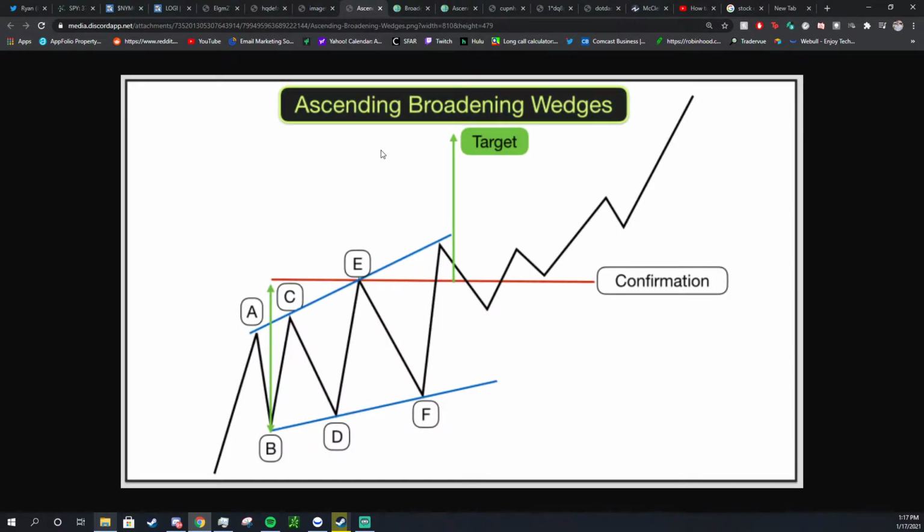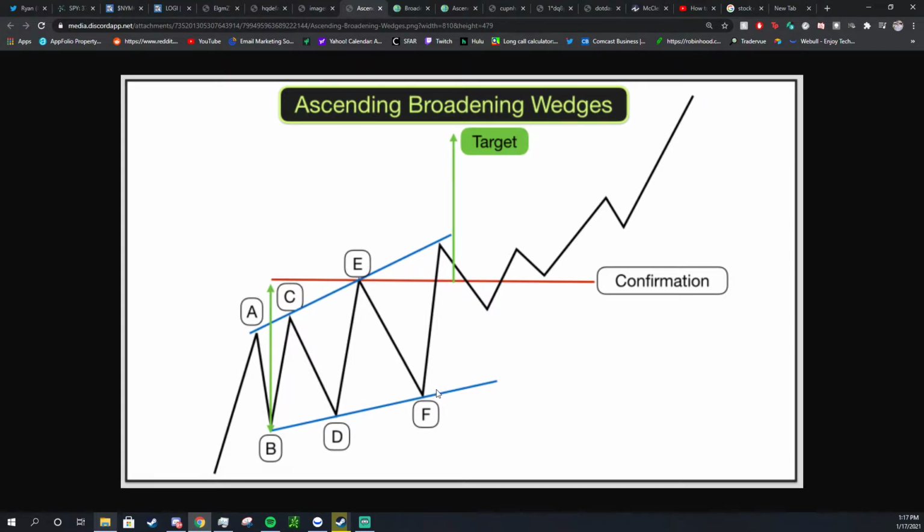Okay, and then there's also broadening patterns, and I've actually started adapting these somewhat recently. I love when they test support multiple times. So if you see a bounce off resistance and support three to four times, it's usually a good entry here. And I haven't had one really backfire.